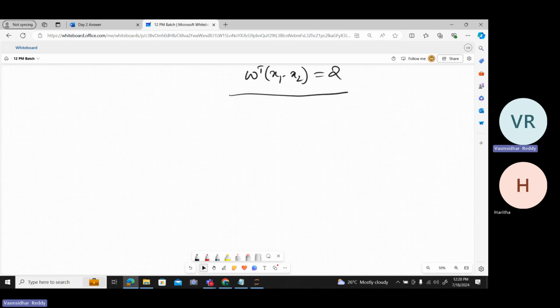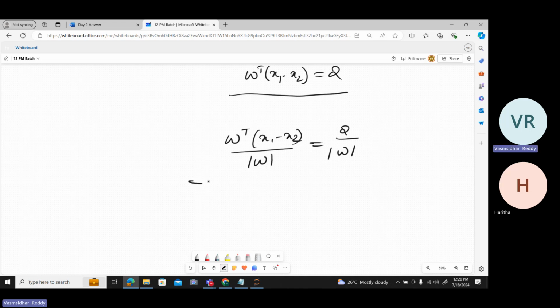Okay. So apply the magnitude for this below, like (x1 - x2) divided by mod of W, and W equals... apply the magnitude, the mod, on both sides.